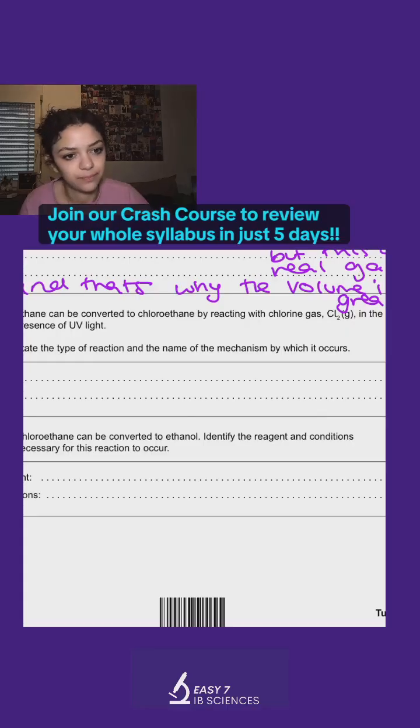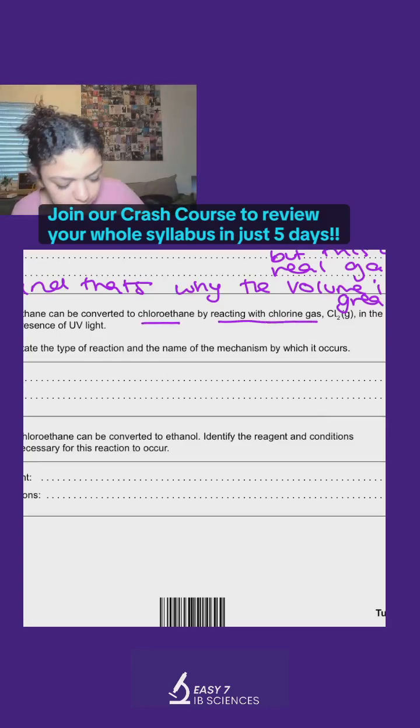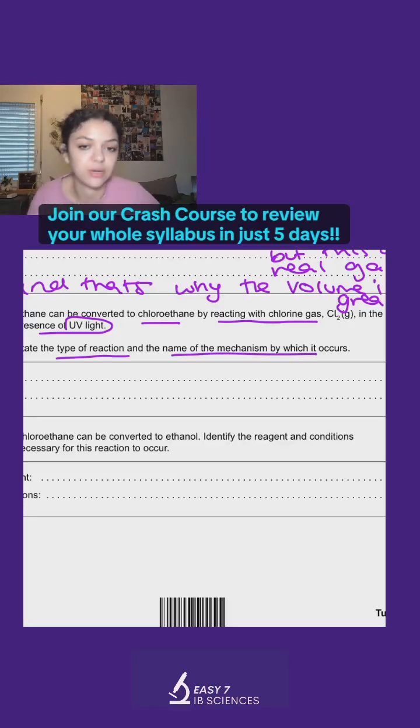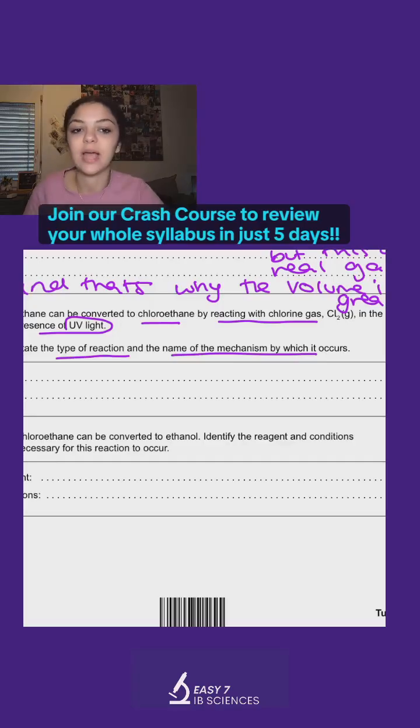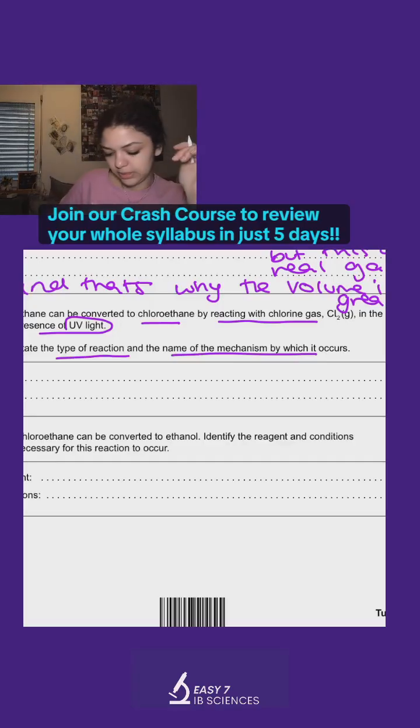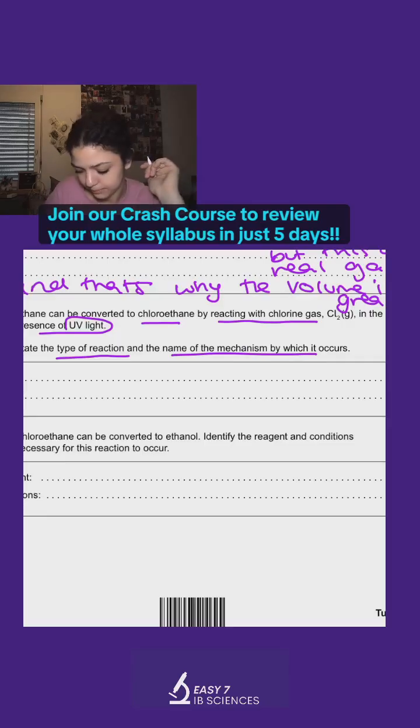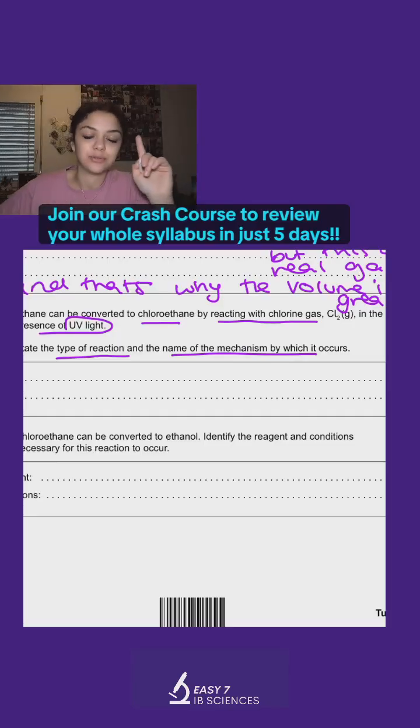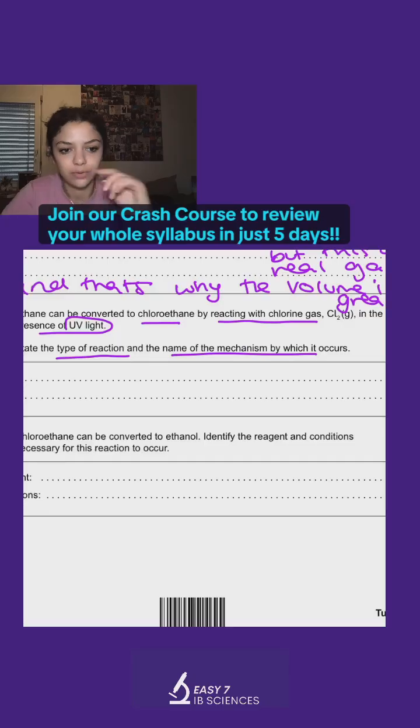Next it says, ethane can be converted to chloroethane by reacting it with chlorine gas in the presence of UV light. State the type of reaction and the name of the mechanism by which it occurs. So tell me the type of reaction, and then tell me the name of the mechanism. And I'll teach you guys a little hack so you're able to know. Okay, so substitution. Very good, Patrick. Good. So people are saying substitution.